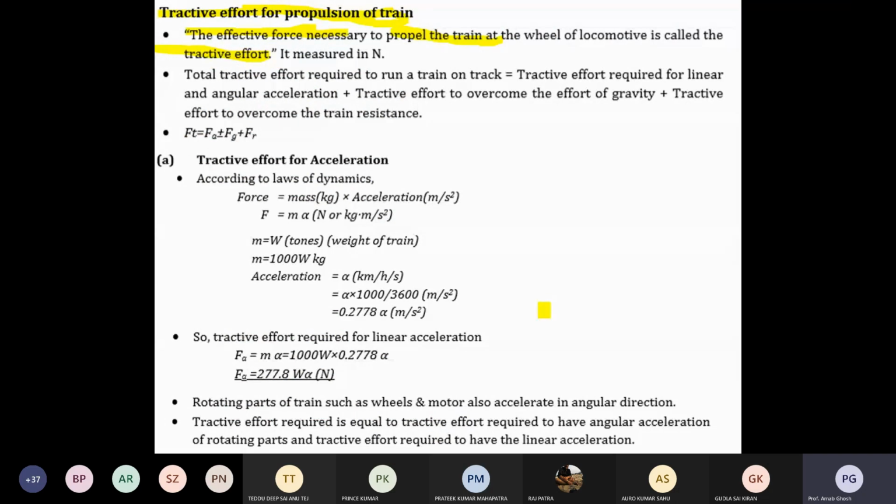Basically, at the time of the exam, numerical problems will come based on your equations. In my last class I discussed the areas and the calculation of distance. Today I am discussing the tractive effort and the coefficient of adhesion. Based on this theory, you have to solve different numerical problems at the time of the exam. Such types of numerical problems will come.